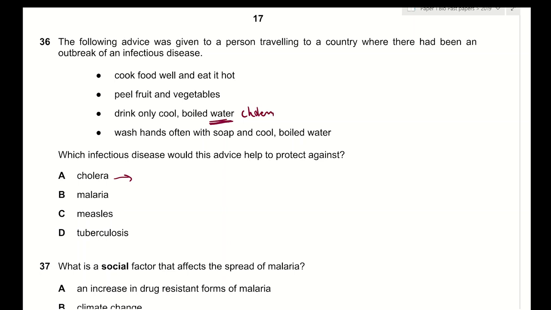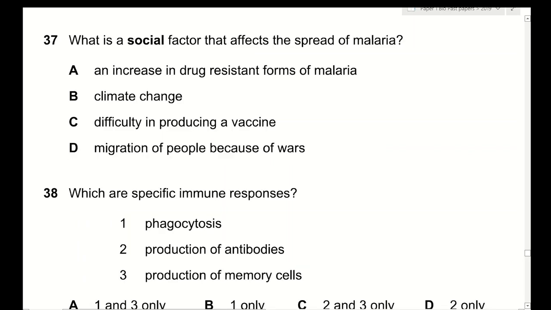Now, the next point, wash hands often with soap and cool boiled water. Here it's also mentioned boiled water. Therefore, this also might be cholera, and the answer is going to be A. Question number 37, what is a social factor that affects the spread of malaria?